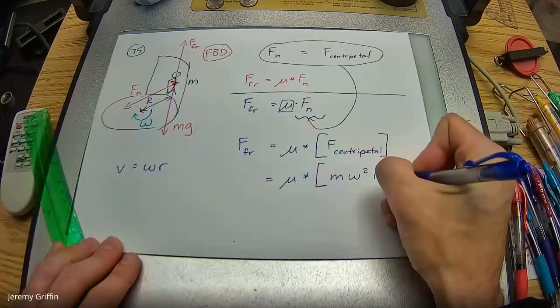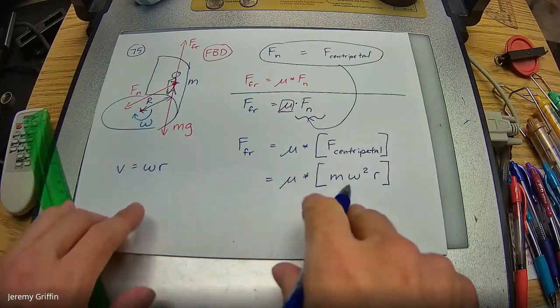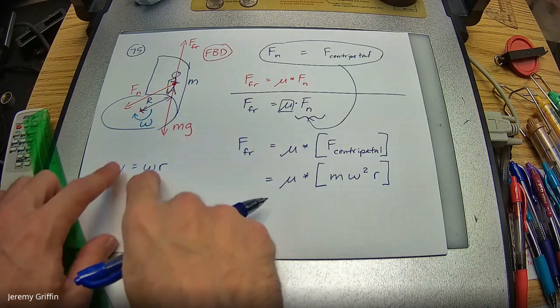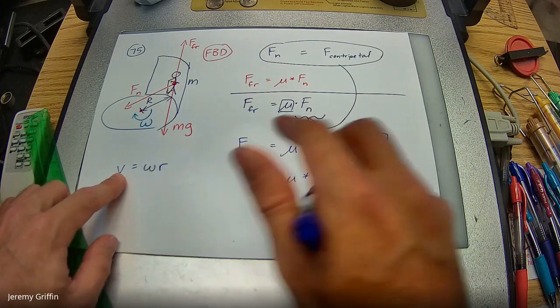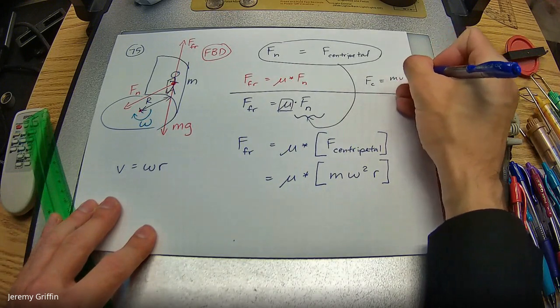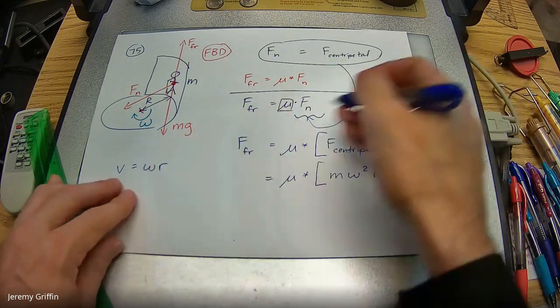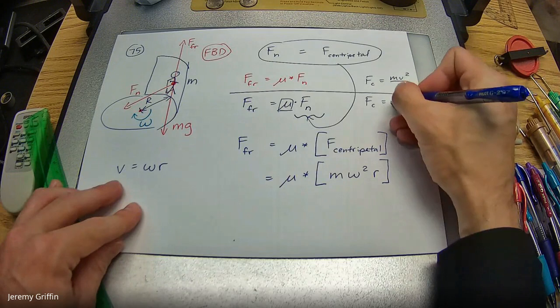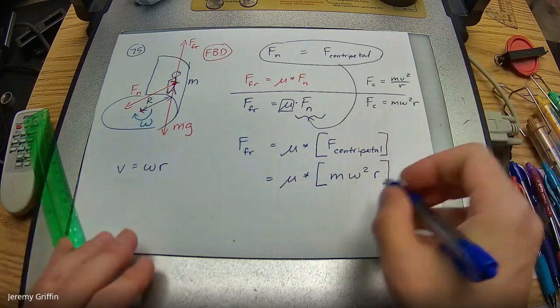If you forgot that, you could just take v equals omega r and substitute it in for v in mv squared over r. So centripetal force is mv squared over r. Sub it in, and you can also get this: centripetal force is m omega squared r. Yeah, exactly. You got that.